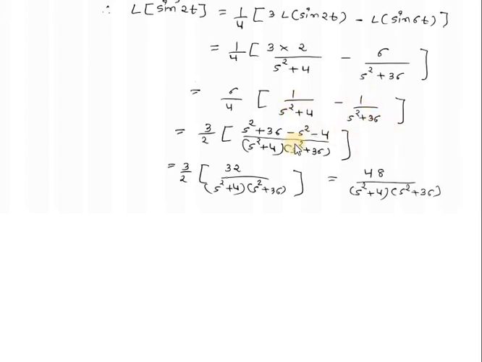So if we simplify it, then it will be s square plus 36 minus s square minus 4 divided by s square plus 4 into s square plus 36. So here s square cancels out, and 36 minus 4 will be 32, and 32 divided by 2 will be 16. 16 into 3 will be 48. So the final answer will be 48 divided by s square plus 4 into s square plus 36.